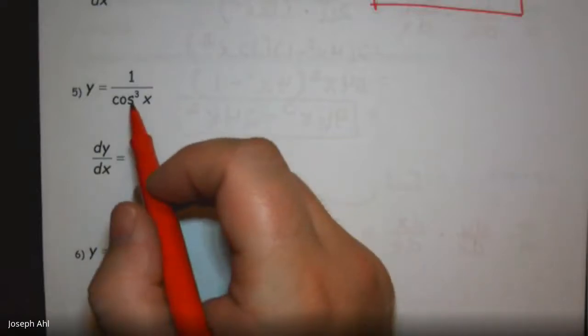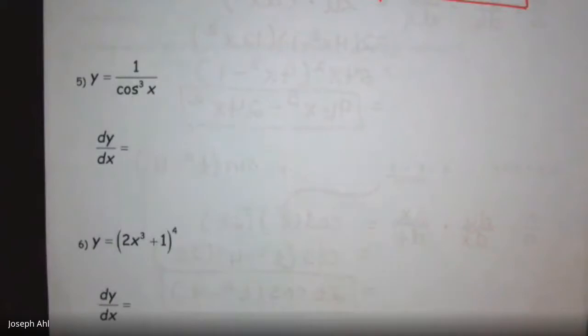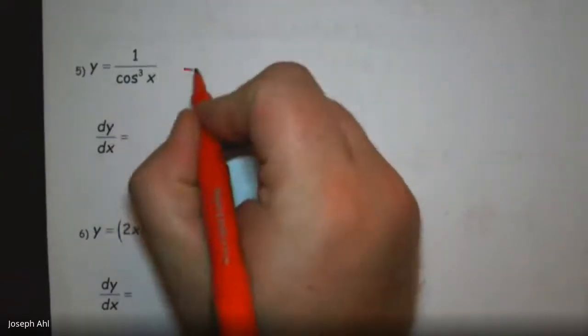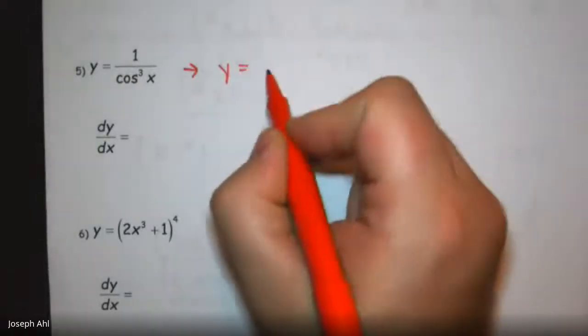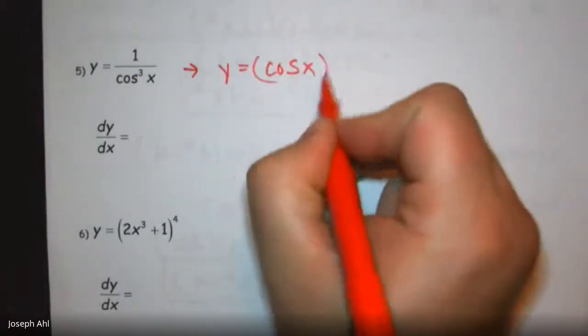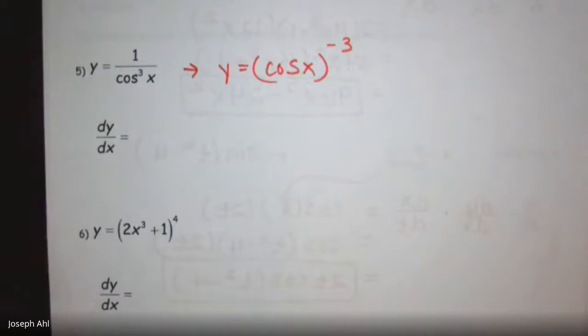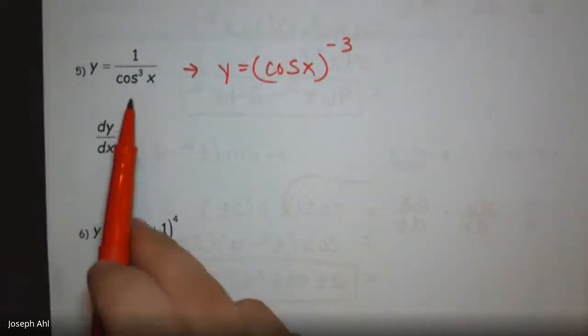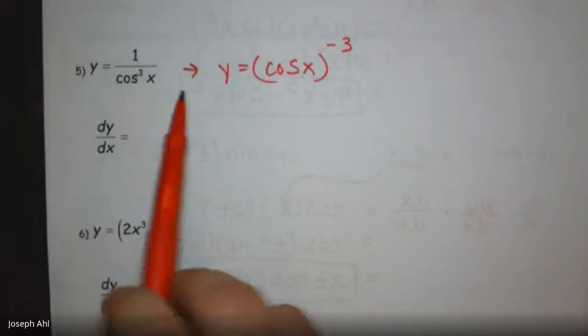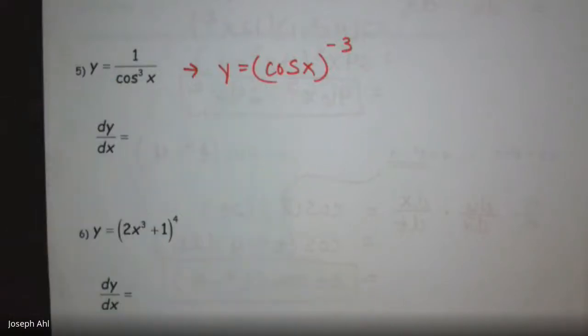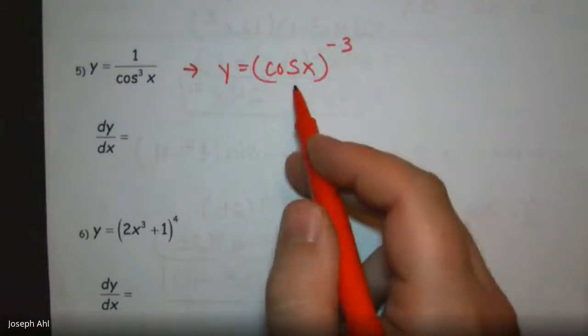What I think is going to help for number 5, you have a couple strategies here. You could use the quotient rule if you want to, but since we've proved the power rule for negative exponents, why don't we just transfer this to cosine of x to the negative third power? I think that's going to help for our purposes of finding this derivative, so we don't have a chain rule within the quotient rule, right?